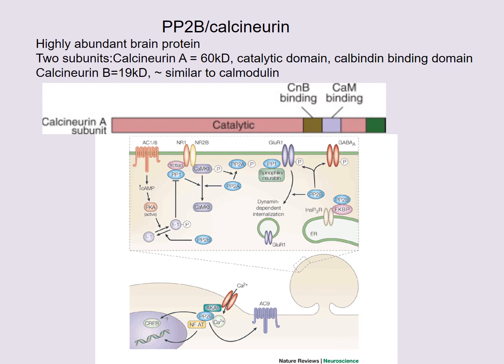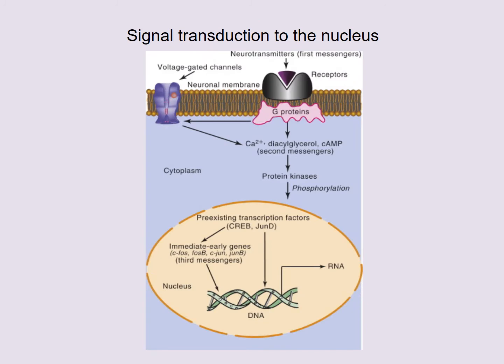And also in the nucleus, calcineurin can go and change the phosphorylation of CREB, changing the amount of gene expression, signaling from the membrane surface that leads to changes in gene expression. So this again leads us to the next step.